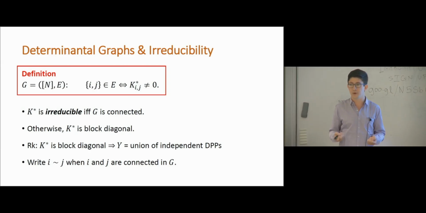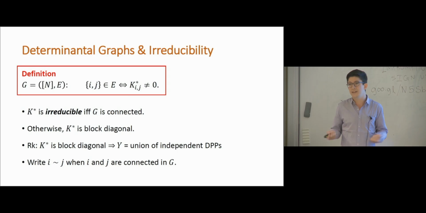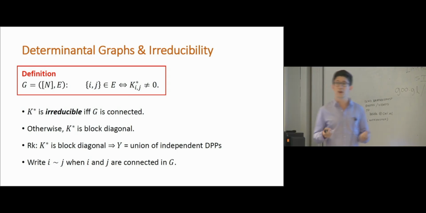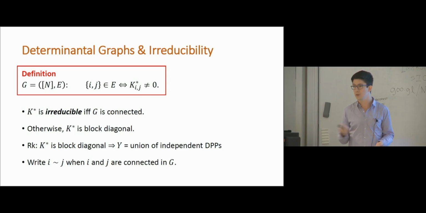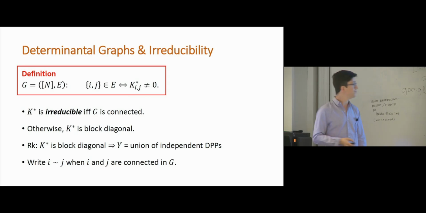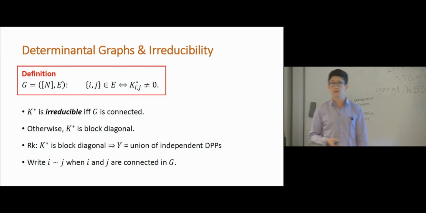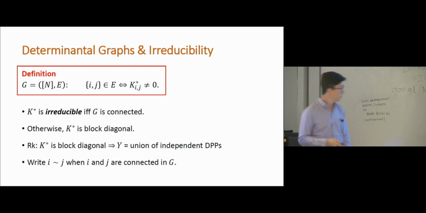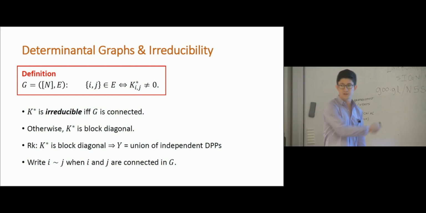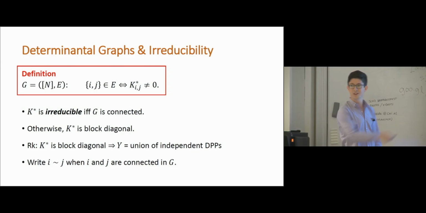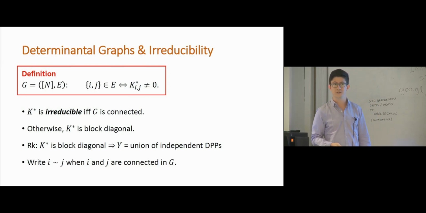And for K star to be not irreducible actually means, if you think for one minute, that K star is block diagonal, up to a permutation of the columns and the rows. And by the way, if K star is block diagonal, it means that you can actually decompose your DPP as a union of independent sub-DPPs. So, okay, in the sequel I will write i ~ j when i and j are connected in the determinantal graph.